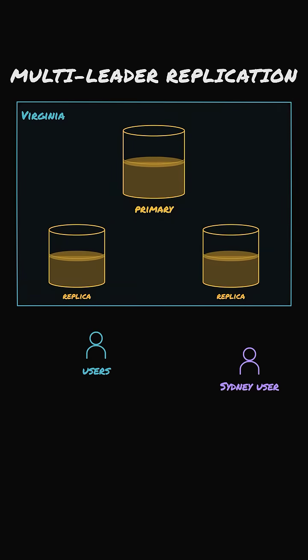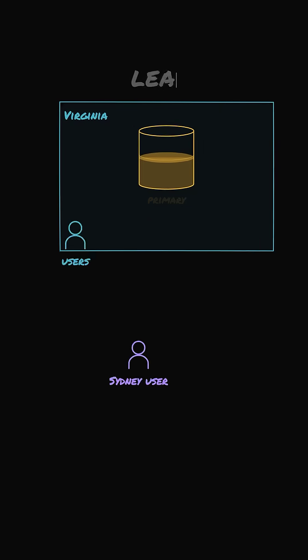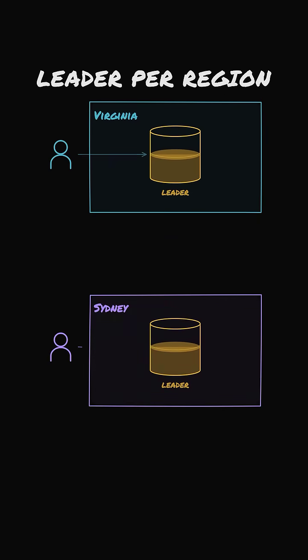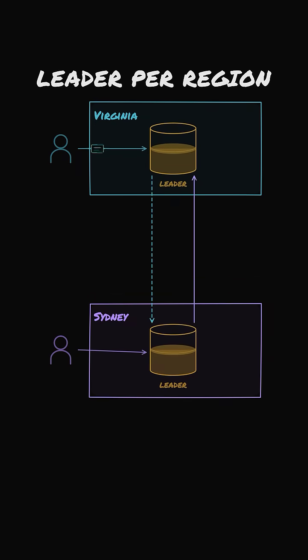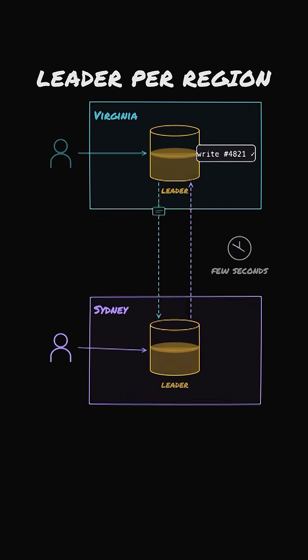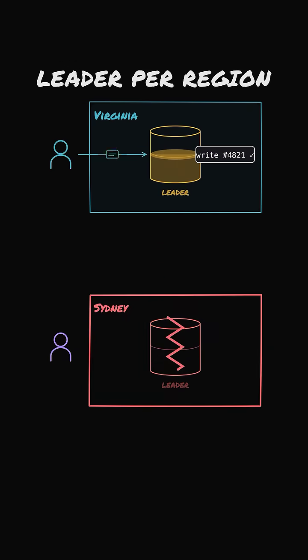So multi-leader replication does the obvious thing. You put one database leader in each region, and each leader accepts writes from the users nearest to it. Then each leader exchanges the new writes and shares the new data with other leaders. So if somebody has written to the Sydney database, then the change would show up in Virginia after a few seconds. So now even if you lose the Sydney region, the other leaders have the fresh data and keep taking writes.